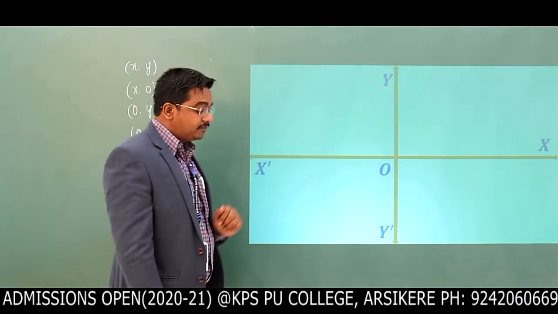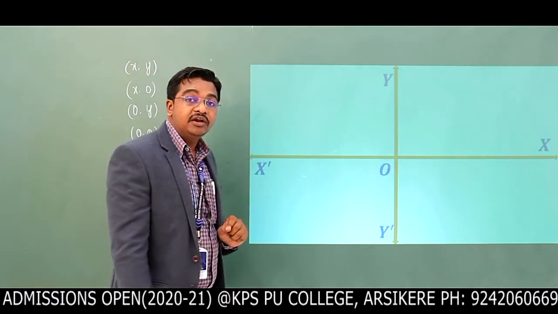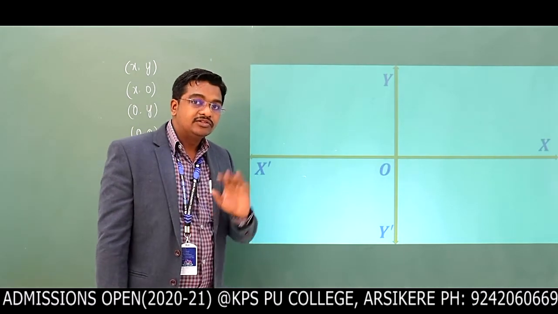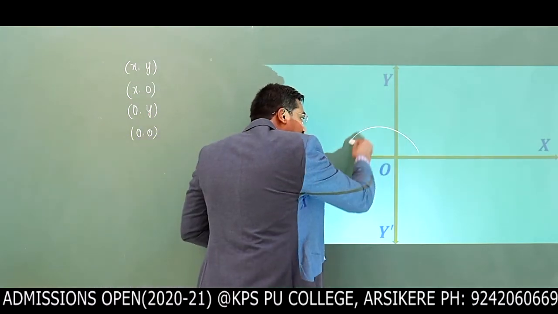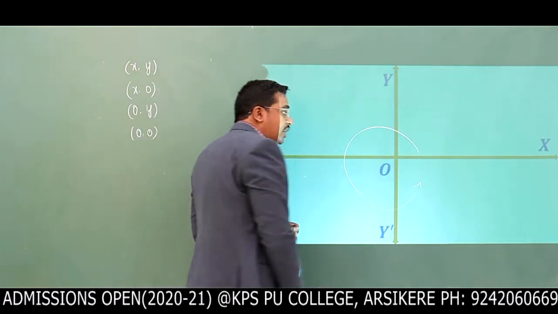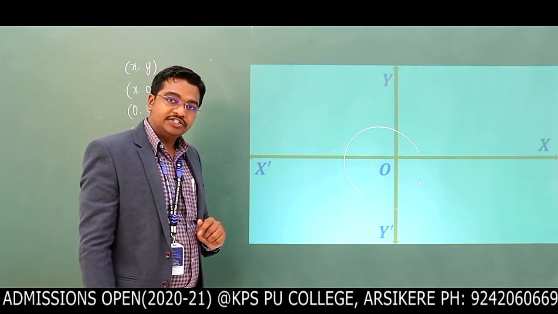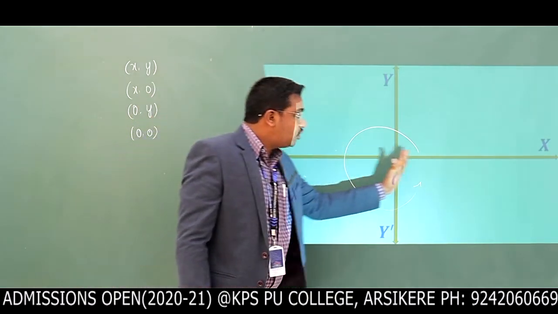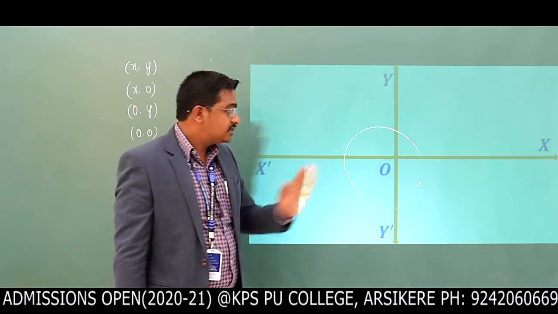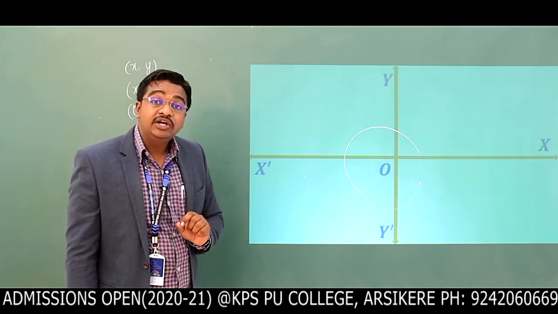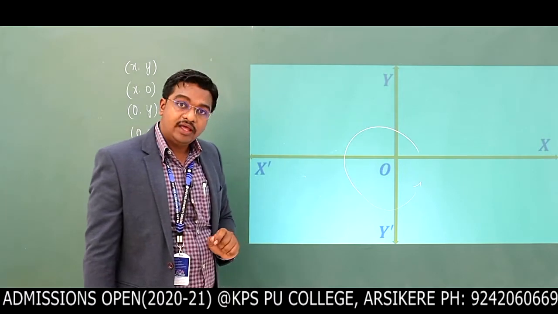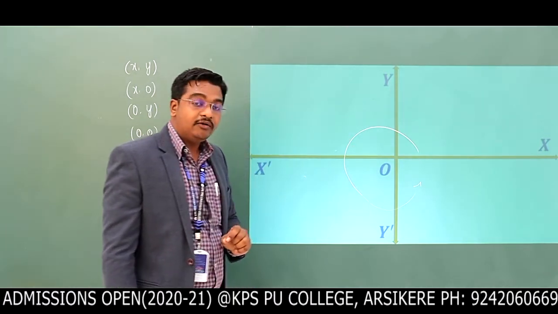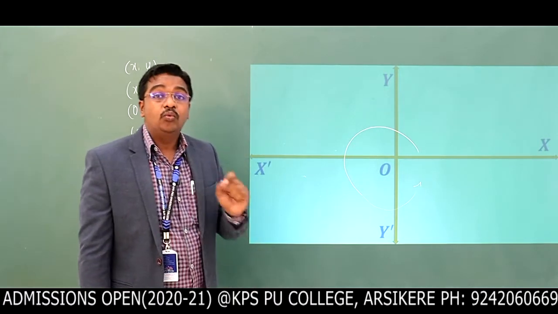So this entire plane is divided into 4 equal parts. These parts are called quadrants. Here we always go in the anti-clockwise direction. Remember, to the right of the origin we have the positive x axis, to the left of the origin the negative x axis, above the origin the positive y axis, and below the origin the negative y axis.